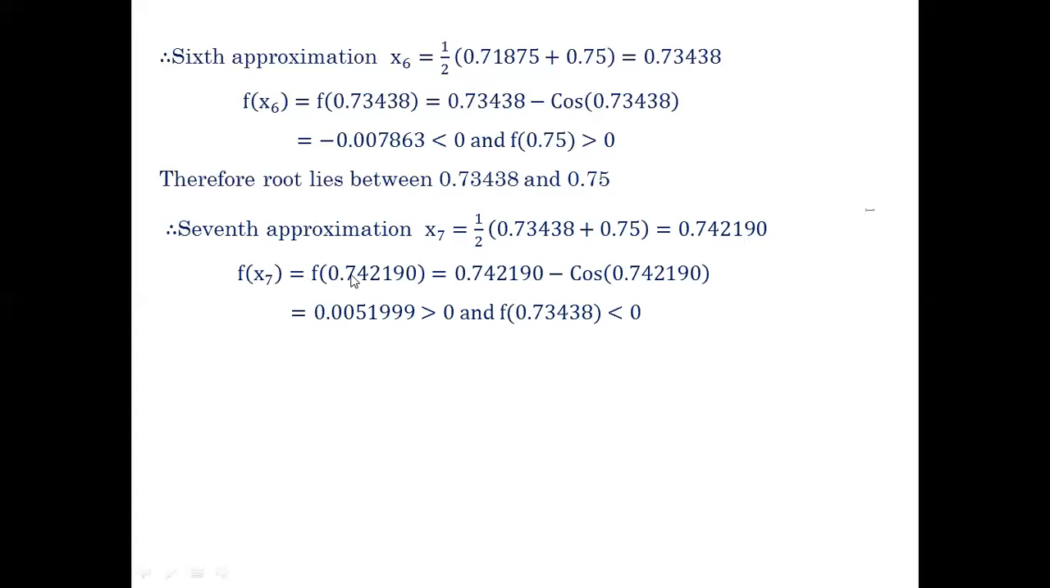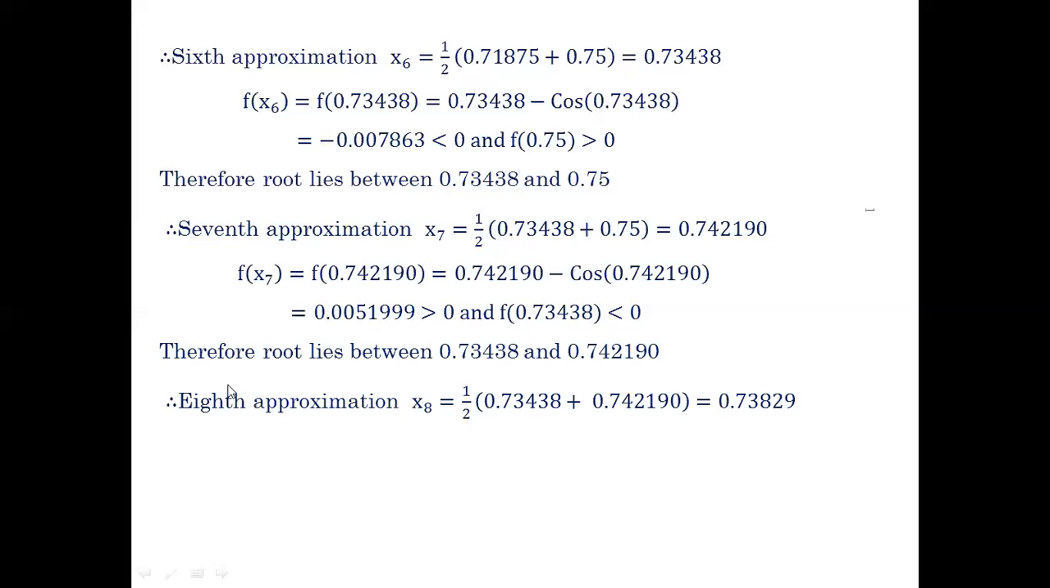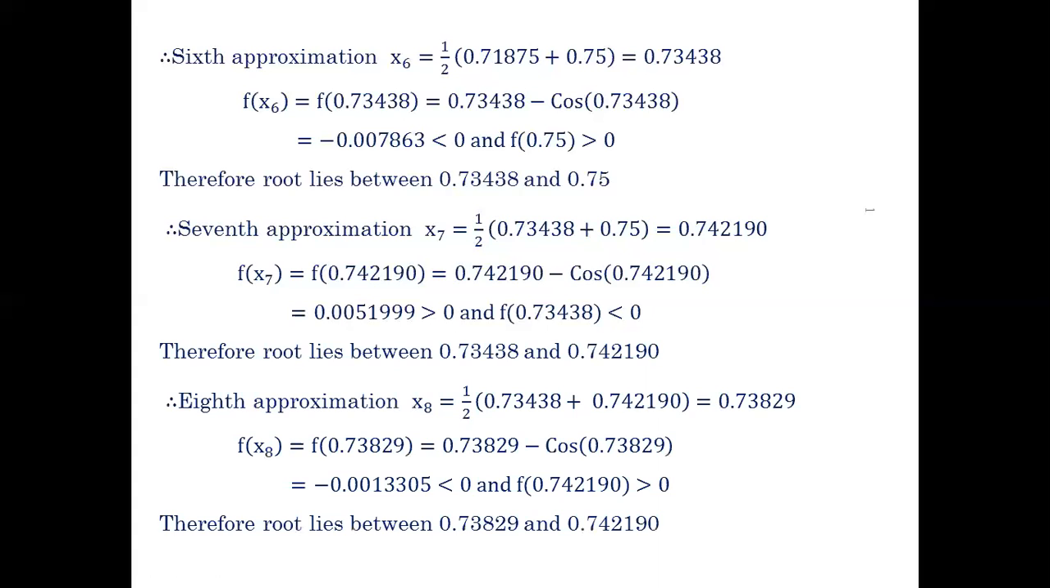So x7 is 0.742190. Substitute in f(x) equals x minus cos x, that is 0.742190 minus cos of 0.742190, which is equal to 0.0051999, which is positive, greater than 0, and the negative value in the previous step, f(0.73438), is less than 0. Therefore, the root lies between 0.73438 and 0.742190. Therefore, the eighth approximation x8 equals half into (a plus b), so half into 0.73438 plus 0.742190, which is equal to 0.73829. Then you find f of x8.